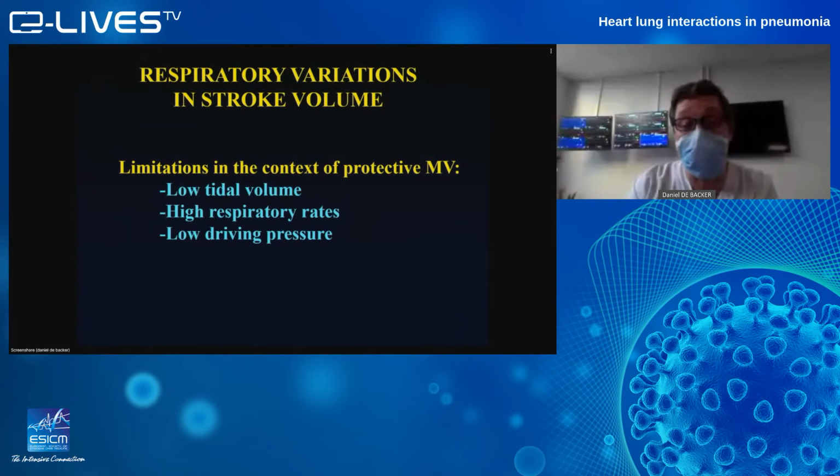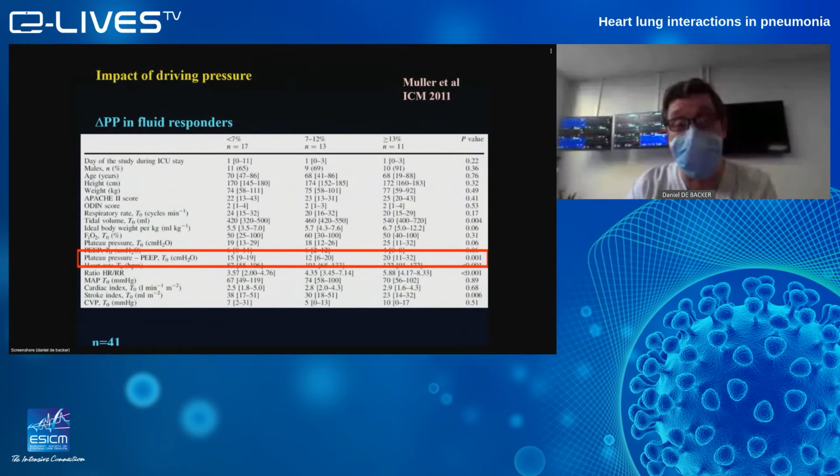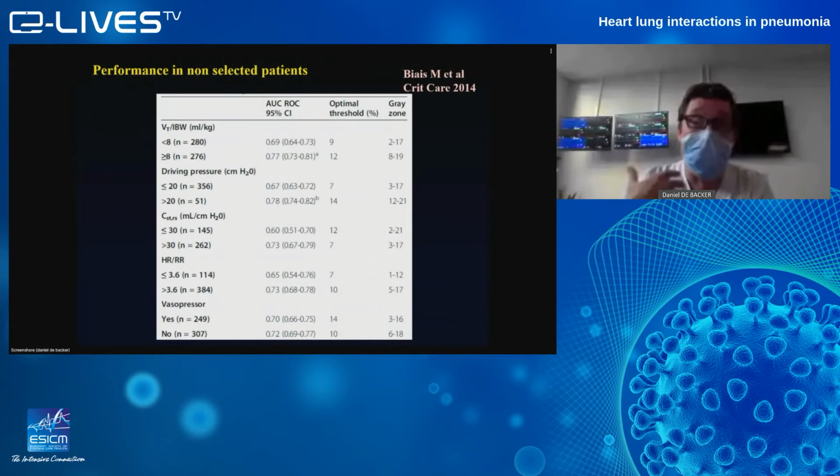Low driving pressures are also a factor playing a role, and these are some data from some French investigators showing that indeed, when the driving pressure was low, we did not have a very good identification of fluid responders. However, when the driving pressure was quite high, above 20, which is really quite uncommon, fortunately, then, of course, we can predict much better the response to fluids. In unselected patients, it begins to be a little bit less well performing. And again, most of the factors associated with a good response were having a high tidal volume, a high driving pressure, a high compliance, and also a high heart rate to respiratory rate ratio.